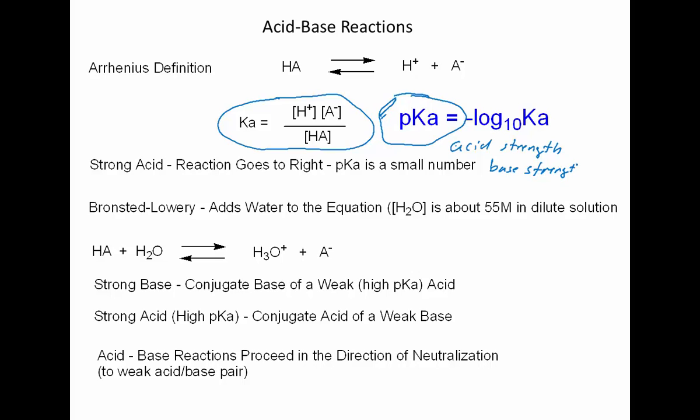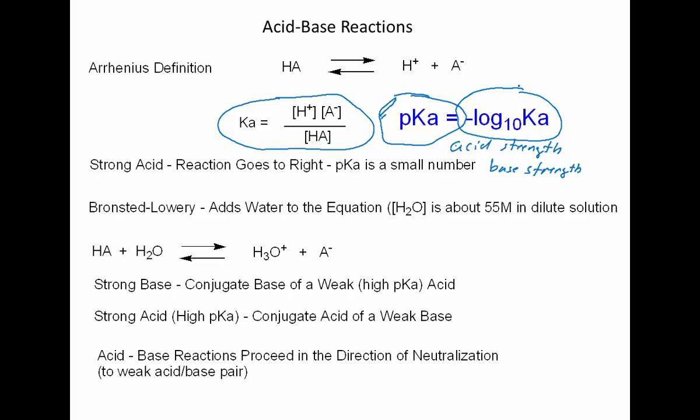Okay, and pKa is just negative log base 10 of the Ka value. So for a strong acid, this reaction will go to the right, and if it goes to the right, that means that Ka is a large number, and pKa is thus going to be a small number since it's got a negative sign in front of it.